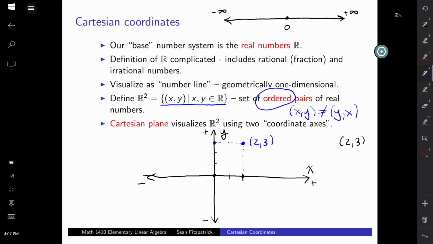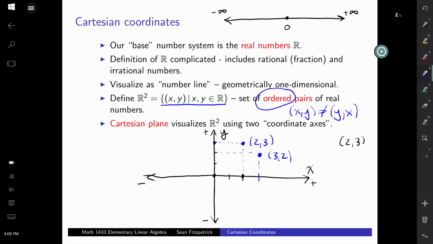And of course you can see this idea that the ordering matters, because if we switch to, say, the point 3, 2, well, then we'd have to go x is equal to 3, so we go 3 units out in the x direction. We'll only go 2 units in the y direction, and our rectangle then would look like this, and we would have this guy here, the point 3, 2, and we can see that indeed that is not the same point as the point 2, 3, right? So this ordering matters.